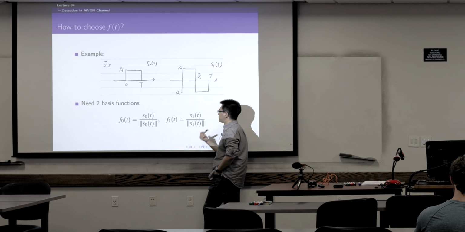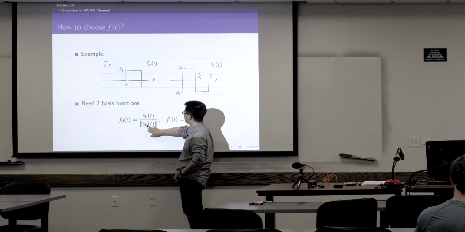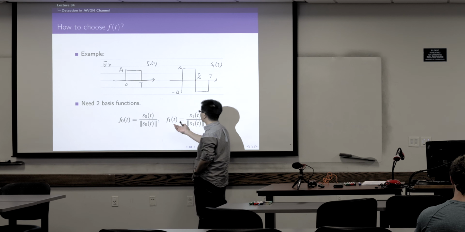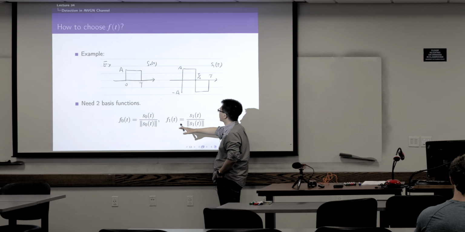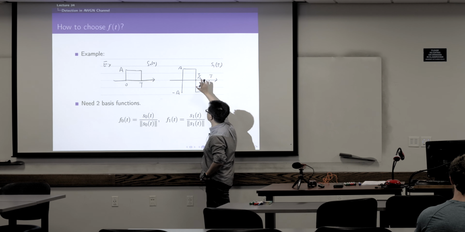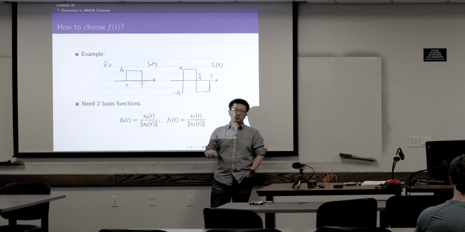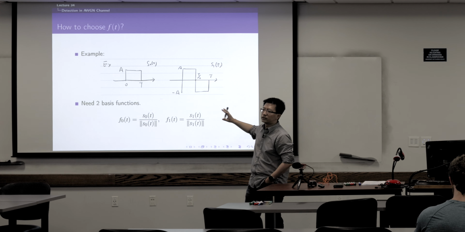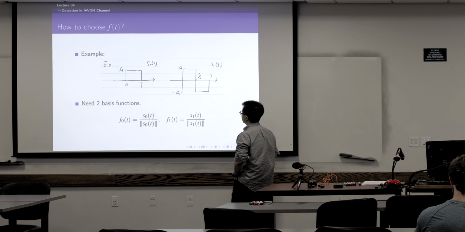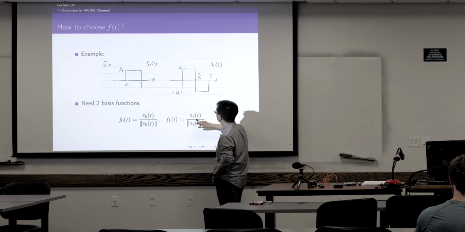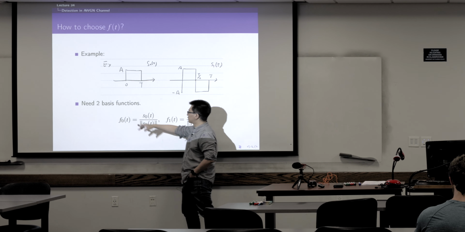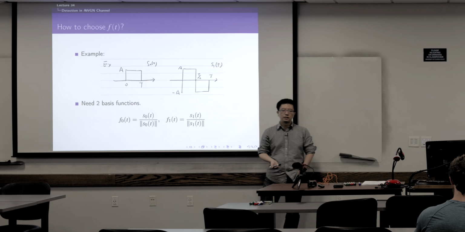So what we try is the same as before. We use the normalized version of S0 as our first basis. Then if we do the inner product between S1 and F0, it becomes 0. It means that we cannot use F0 to represent S1, so it doesn't work. Then we came up with another basis: we use a normalized version of S1 as the other basis. Because these two functions are orthogonal, this basis worked.